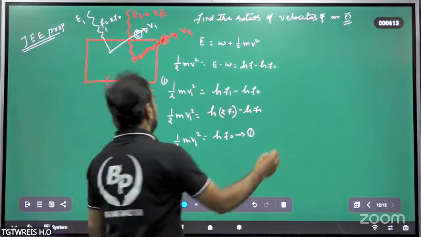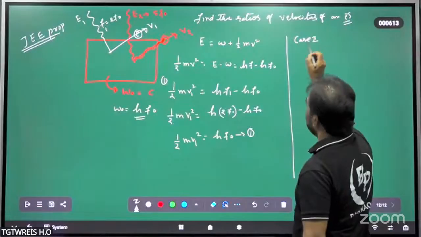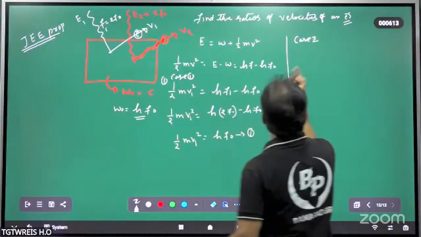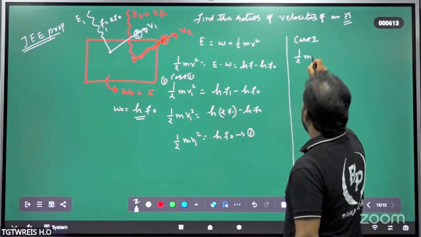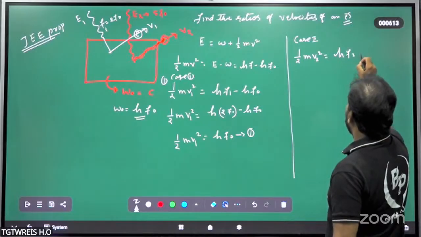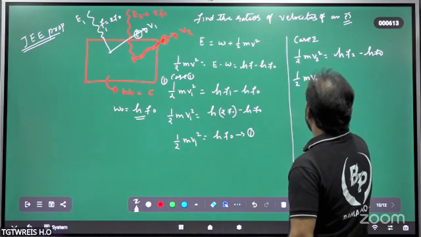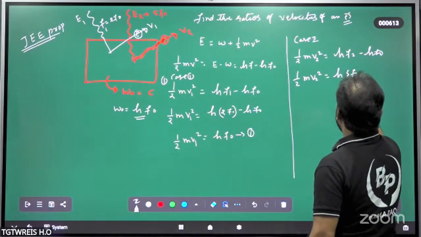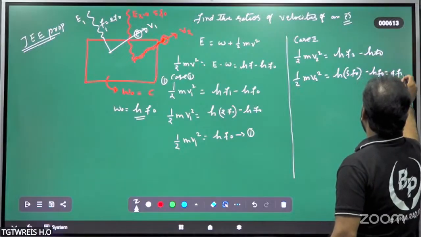This is case 1, and this is case 2. In the second case, the same scenario, half m v2 square is equal to hf2 minus hf naught. That is half m v2 square is equal to h into the given f2 value, 5f naught, minus hf naught, that is equal to 4hf naught.